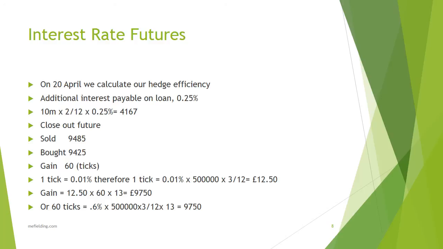If you find it easier to do another way, then you can show it the way that it is on the slide at the bottom. Okay? So therefore it's 0.6 of a percent times 500,000 times 3 over 12 times 13. And that will give you 9,750 as well. Right, please work through that. You need to get comfortable with your ticks, and you need to get comfortable therefore with the calculations of your gains and losses. To be quite honest, it's not much use if you can't calculate your gains and your losses, because you don't know how much money you've made there.